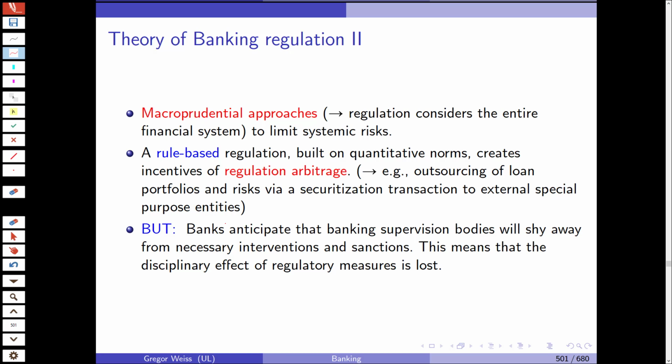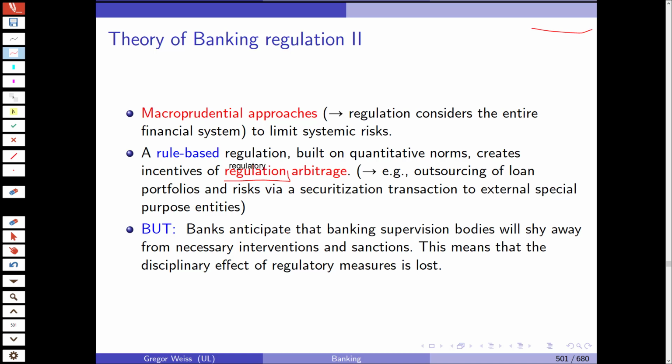Micro-prudential regulation and supervision is a supervision or regulation that only looks at the individual default risk of individual banks, but not at the system as a whole. And a rule-based regulation is then built on quantitative norms. It creates incentives of regulatory arbitrage. So this has to be regulatorische Arbitrage in German. And what can we say about this?